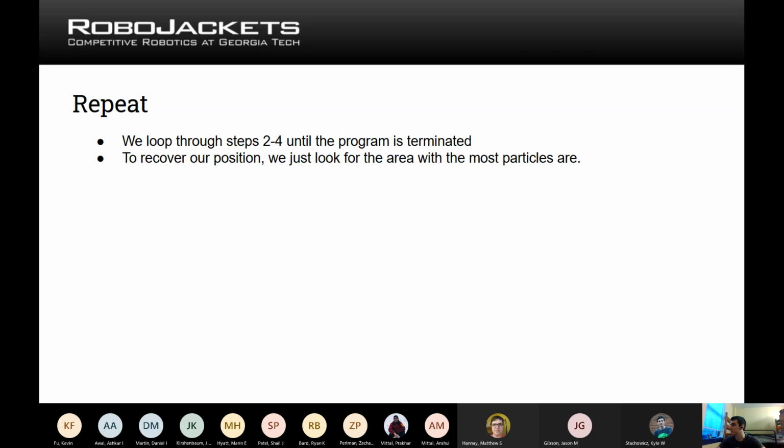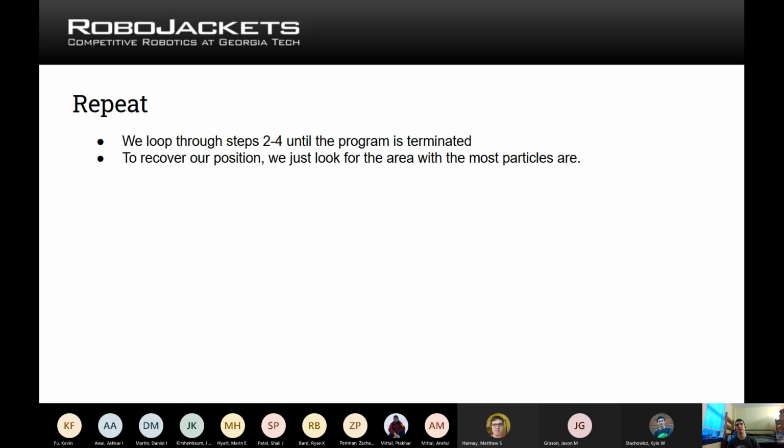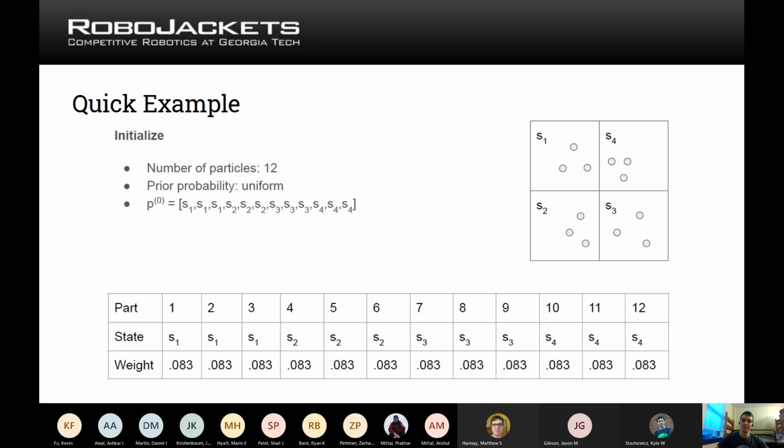The program terminating is literally just your robot code terminating, most likely. But there are sometimes when you would want to reset a particle filter. One of the issues with particle filters is that if we have no particles in a state, it can't model that state. So if at the beginning there are no particles in the correct state, the filter will never converge, unless you do other things, which I think I'll talk about later. I think I did, but if not, I'll mention them later.